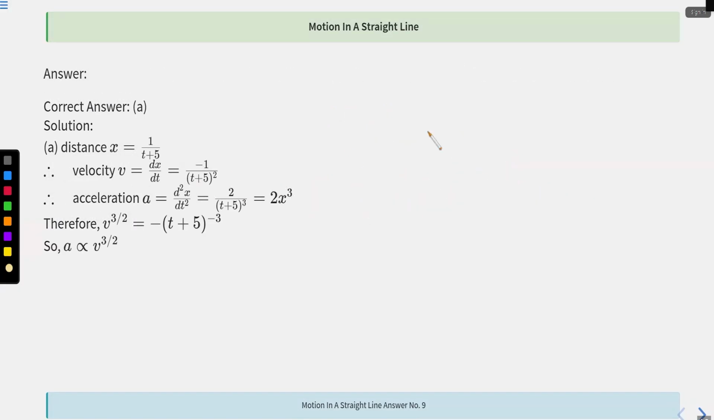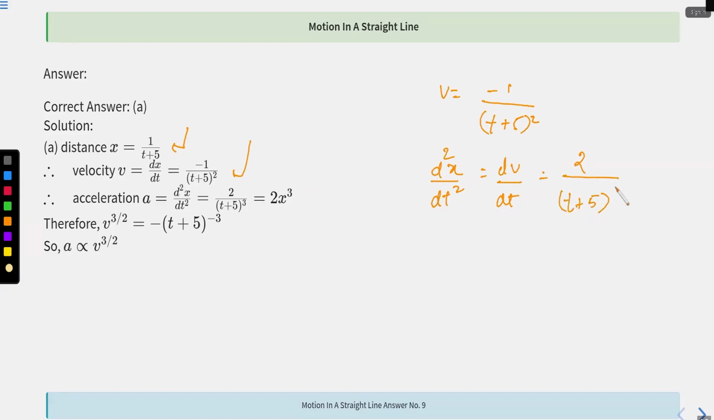Okay. So what they have given is that x is there. First, you compute the velocity. Velocity is nothing but minus 1 divided by (t plus 5) square. Now they have told us to compute acceleration. So acceleration is nothing but d2x by dt square, which is nothing but dv by dt, which is 2 divided by (t plus 5) whole cube, which is 2x.